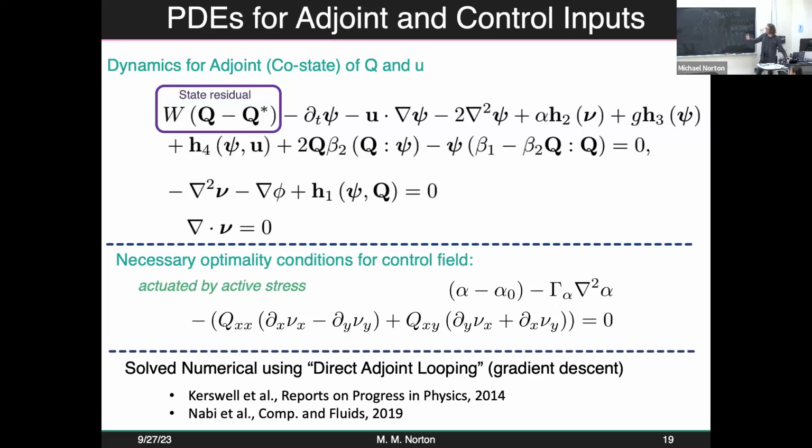I think this is a horrible slide, but I'm putting it up in case we want to talk about it later. Basically, we end up using a numerical approach called direct adjoint looping, which is basically this fancy gradient descent, to find out what the space and time evolution of the active stress field needs to be to get us to our Q star.